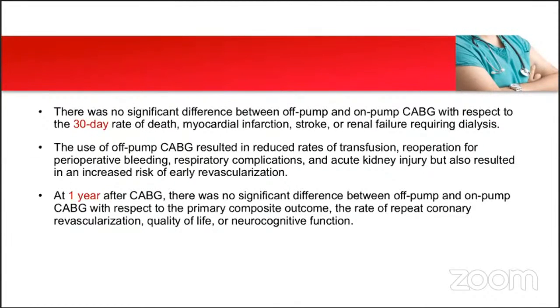And the use of off-pump resulted in reduced rate of transfusion, reoperation for preoperative bleeding and respiratory complications and acute kidney injury, but also resulted in increased risk of early revascularization. This was at 30 days. At 1 year after Cabbage, there was no significant difference between the off-pump and on-pump Cabbage with respect to the primary composite outcome. Also for the quality of life and neurocognitive function were assessed at 1 year with no significant difference between both arms.